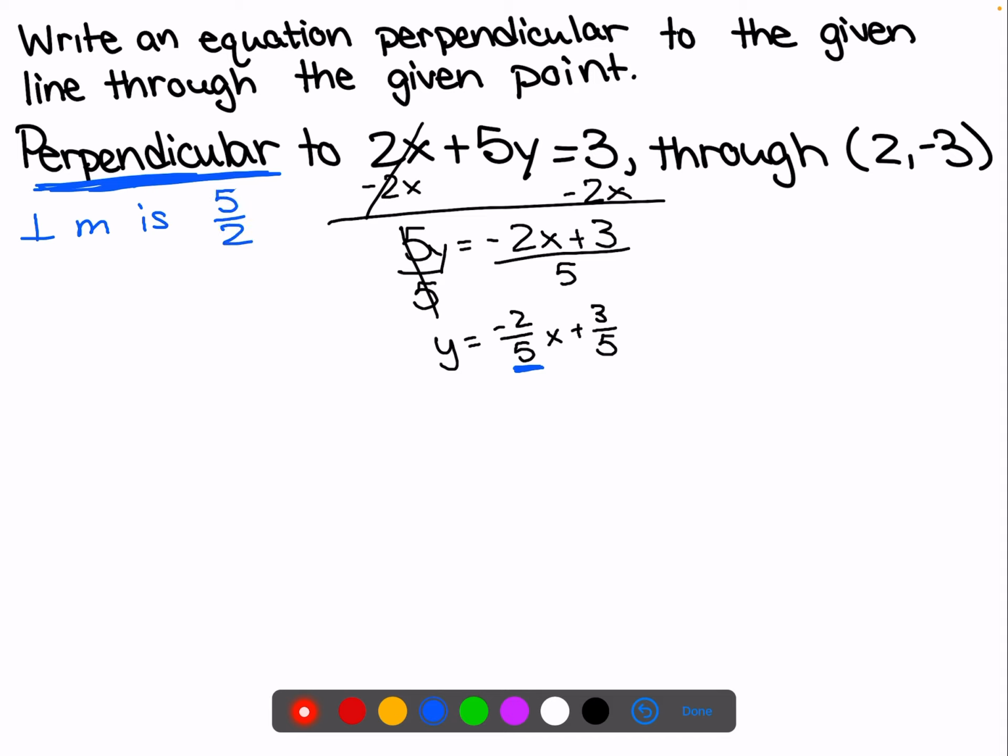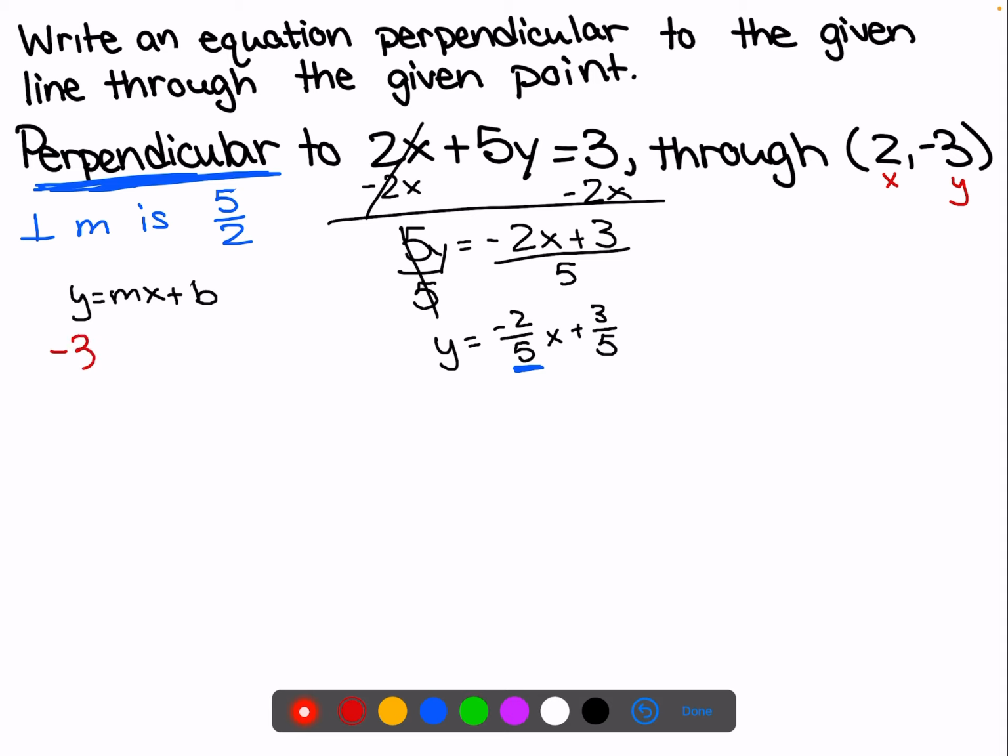Now, at this point, I can either put it into point-slope or slope-intercept form. I'm going to start with slope-intercept form. So y equals mx plus b. I know that I have the point (2, -3), and I could plug that in for x and y. I have my slope as 5/2. I could plug that in for m. From there, we just need to solve for b.